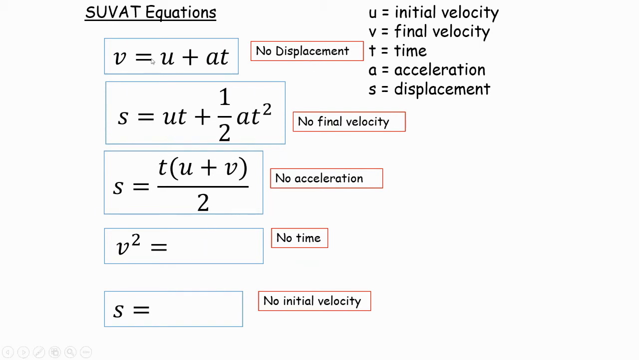This next one, like I said, if you square this top equation, then you're going to get u squared plus 2uat plus a squared t squared.